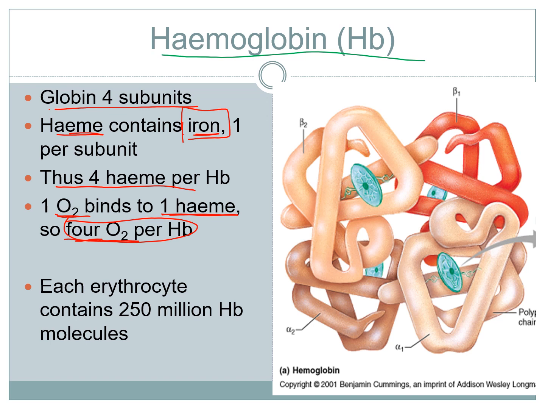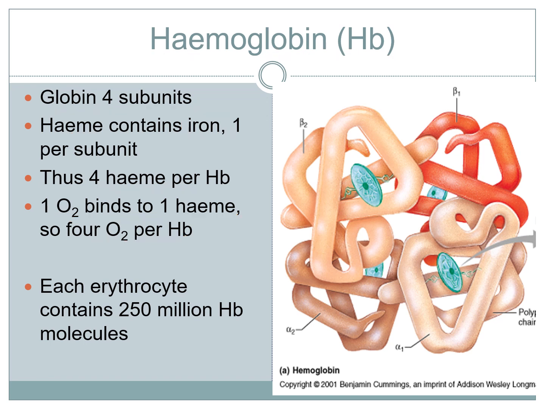Now what most people get wrong is they think that the red blood cell, or the erythrocyte, contains just one hemoglobin. But that's not the case. Each erythrocyte contains about 250 million hemoglobins, which means each erythrocyte has the ability to reversibly bind up to 1 billion oxygen molecules to it, which is pretty cool.